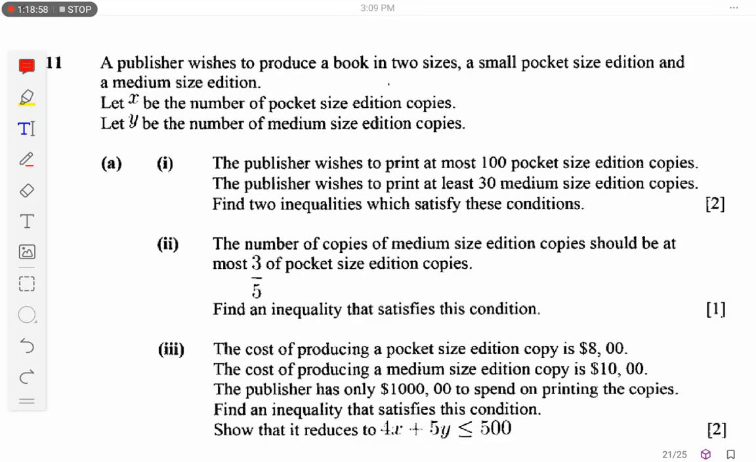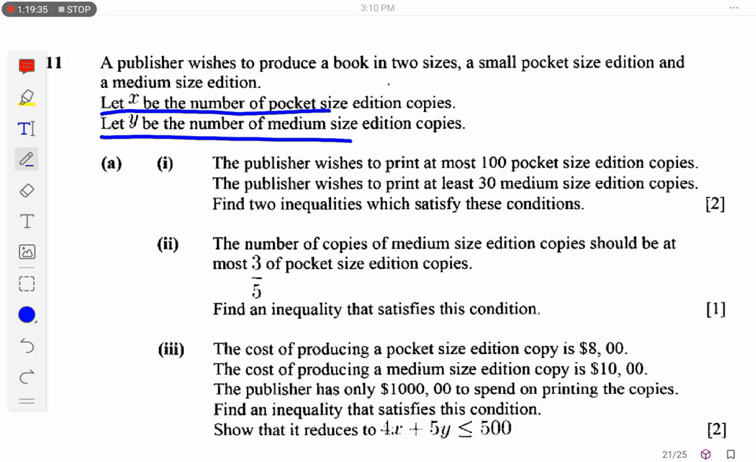Okay. So for this question, we are told a publisher wishes to produce a book in 2 sizes, a small pocket size edition and a medium size edition. Okay, fine. Let's do this. So our X value represents the number of pocket size copies. Then the Y is the number of medium size.